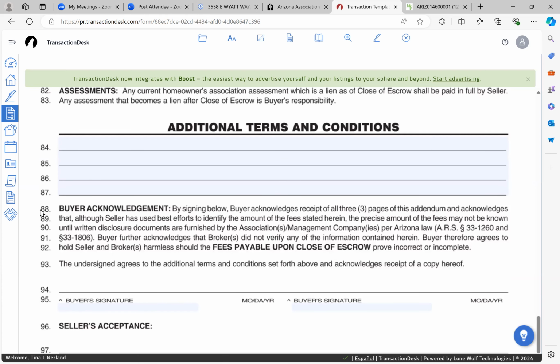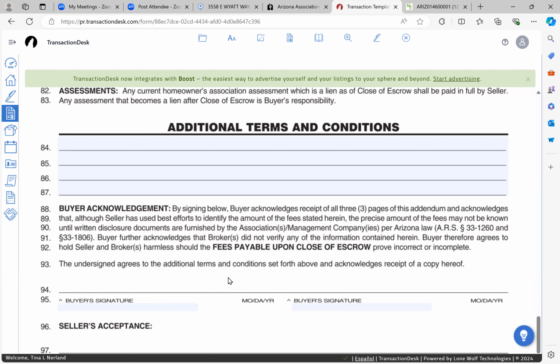Buyer acknowledgement. By signing below, the buyer acknowledges receipt of all 3 pages of this addendum and acknowledges that although the seller has used best efforts to identify the amount of the fees stated herein, the precise amount of the fees may not be known until written disclosure documents are furnished by the association management companies per Arizona law. Buyer further acknowledges that broker did not verify any of the information contained herein. Buyer therefore agrees to hold seller and brokers harmless should the fees payable upon close of escrow prove incorrect or incomplete. The undersigned agrees to the additional terms and conditions set forth above and acknowledges receipt of the copy hereof.